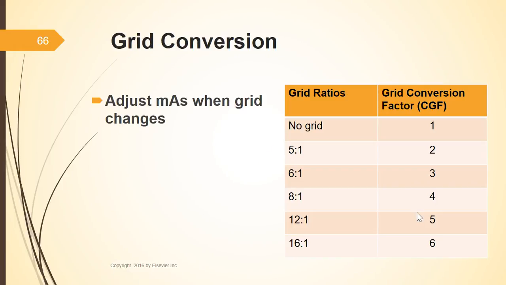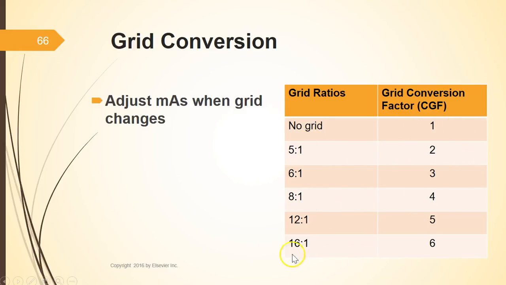However, if you ever had to change your grids because they have different ratios, then we actually adjust the mass. So the higher ratio, and we're not going to get into that because that's in another whole chapter, it has a specific conversion.